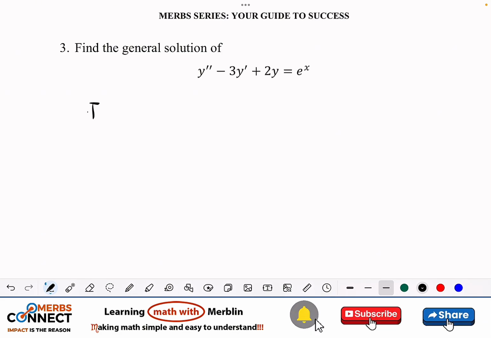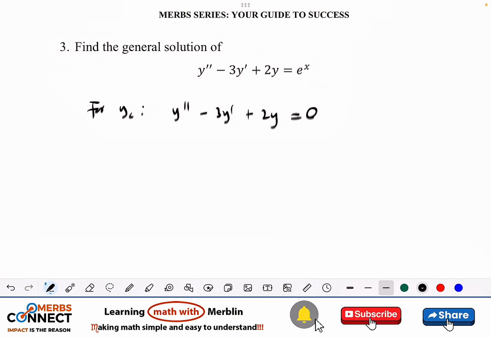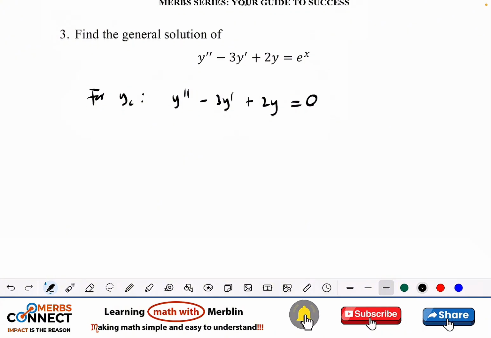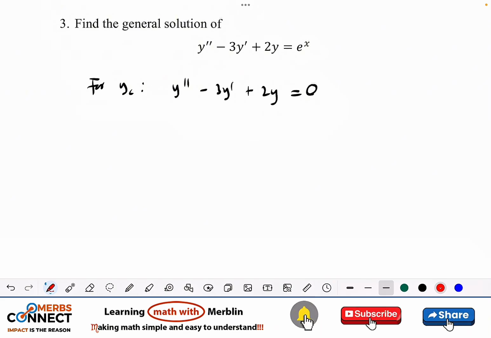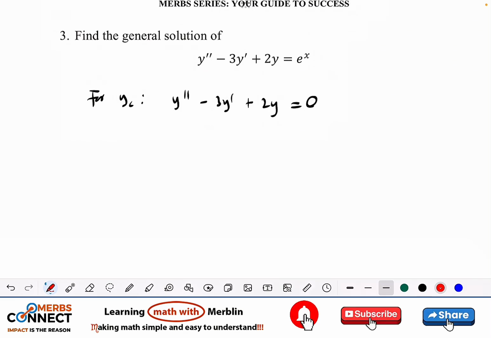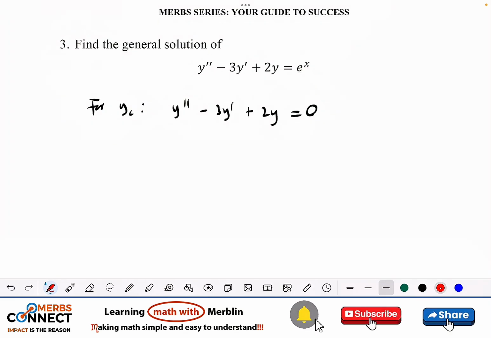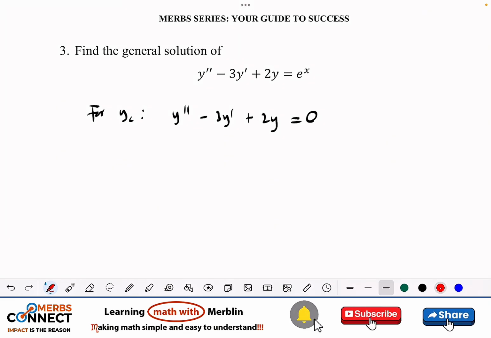So we start by saying that for the complementary solution, y double prime minus 3y prime plus 2y is equal to 0. For me, I like using variation of parameters because it's very short. You don't do a lot of guessing and then a lot of differentiating two times before you just do substitution. But if you don't know how to do integration too, then you don't need to come to variation of parameters, but you also need to learn how to do integration as well.